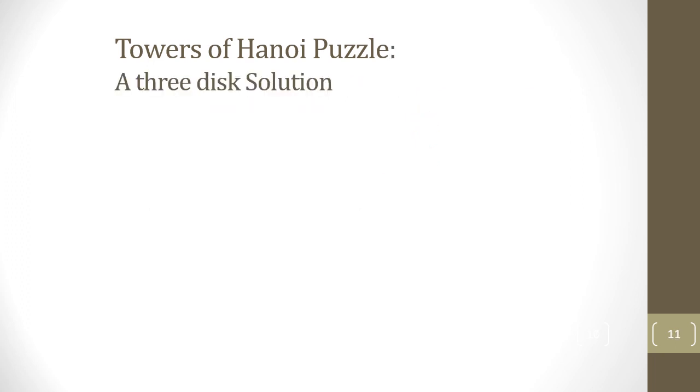So let's start off with one disk. If we have one disk, we can just place it from the left post to the right post and we are done. So one disk requires one move to move the disk from the left post to the right post.